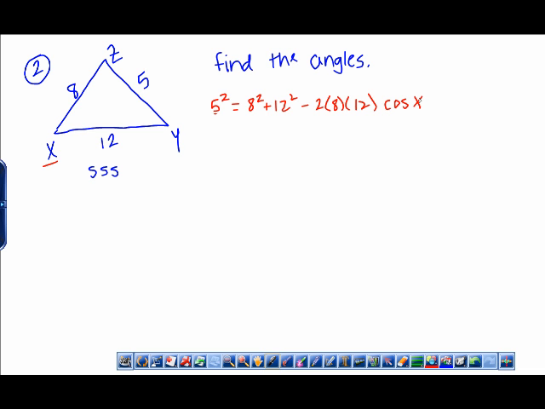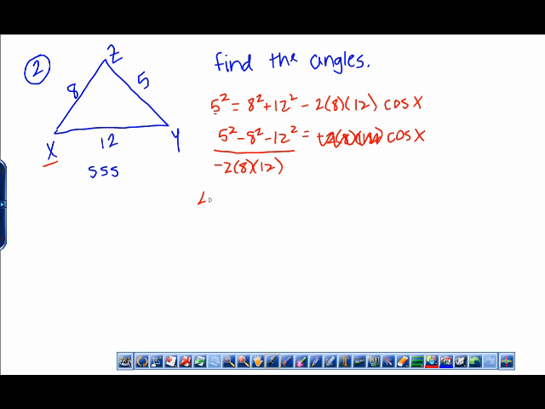Okay, so what I'm going to do is I'm going to isolate the cosine X and then type it in the calculator. So first thing I would want to do is subtract the 8 squared and the 12 squared. So I would have 5 squared minus 8 squared minus 12 squared, and that's going to be equal to negative 2 times 8 times 12 times cosine X. And then I would want to divide. Okay, so I'm going to divide by this negative 2 times 8 times 12. Okay, and that's going to equal cosine X.